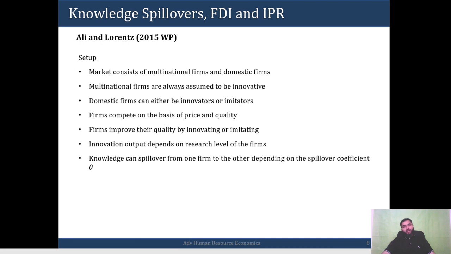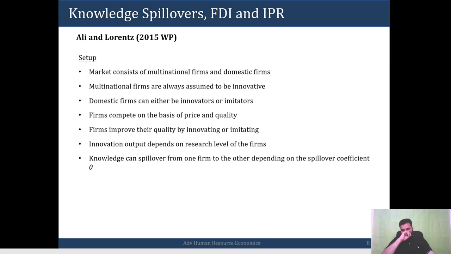So there are different types of knowledge: codifiable knowledge and tacit knowledge. Tacit knowledge is the type of knowledge that requires social interaction. Codifiable knowledge is something that you can write down on paper, but tacit knowledge requires face-to-face interaction. So knowledge spillovers most of the time are in terms of codifiable knowledge, the knowledge that can be transferred without the need for the inventor to interact with you.